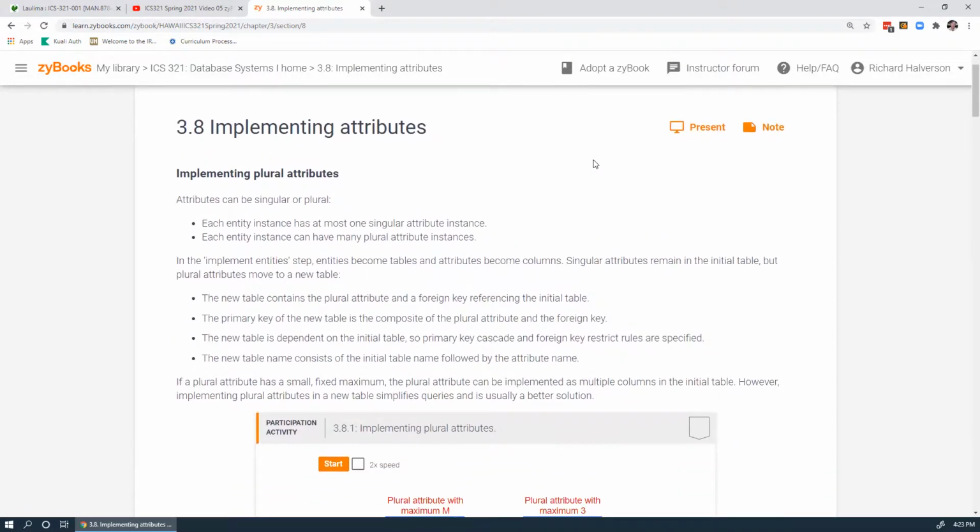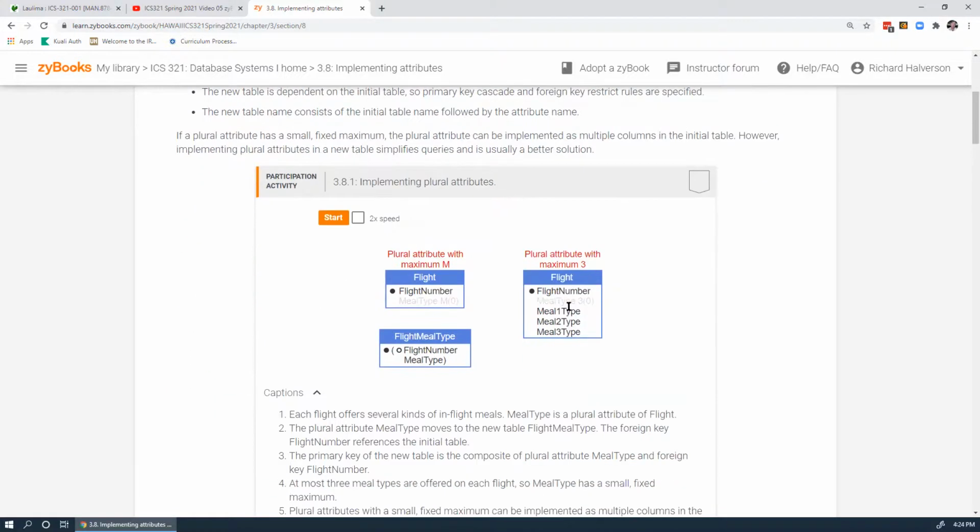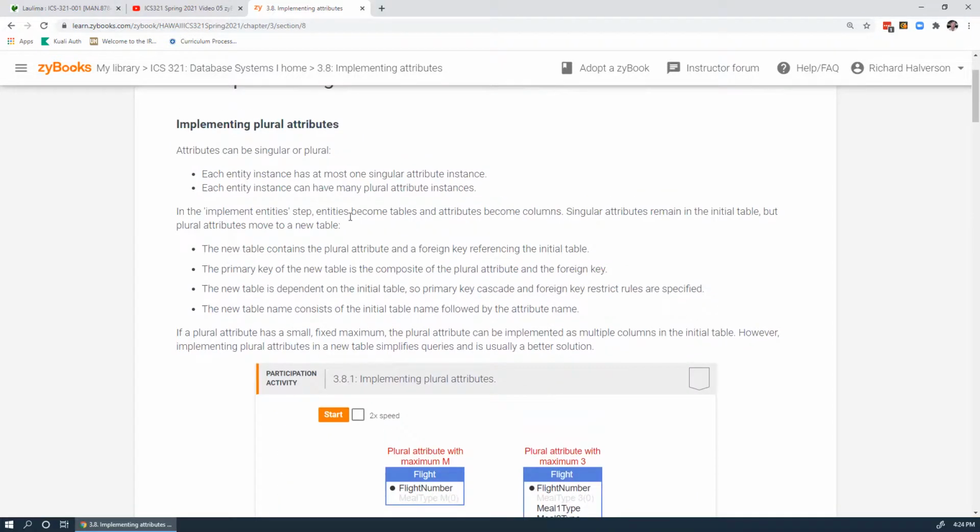Okay, implementing attributes, implementing plural attributes. Attributes can be singular or plural. Each entity instance has at most 1 singular attribute instance. Each entity instance can have many plural attribute instances. I see. Okay. So the implementation: entities become tables, attributes become columns, singular attributes remain in the initial table, but plural attributes move to a new table. Okay, that makes sense. A new table contains the plural attribute and a foreign key referencing the initial table.